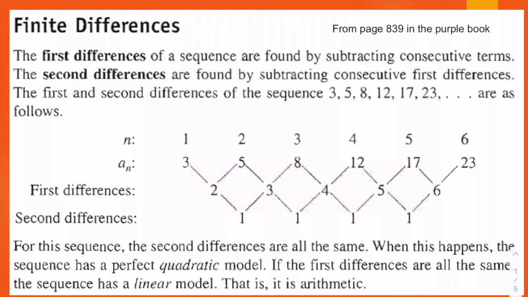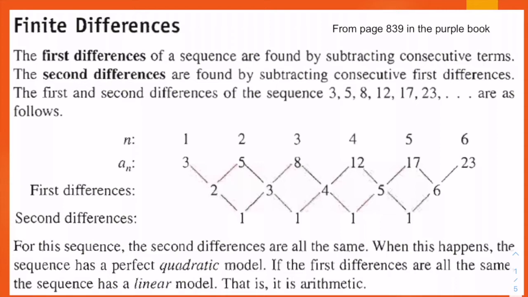But what if the first differences are not the same value? Well, then a possibility is that maybe the second differences might be. And so this is how this goes. Take a look at this set of numbers, the first and second differences of the a sub n row that you see here. First of all, let's take a look at what a sub n is. When n is 1, a sub n is 3. When n is 2, a sub n is 5. And the next term is 8, and the next term is 12, and the next term is 17, and the next term is 23.